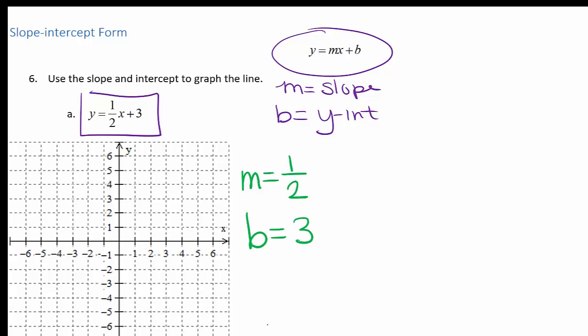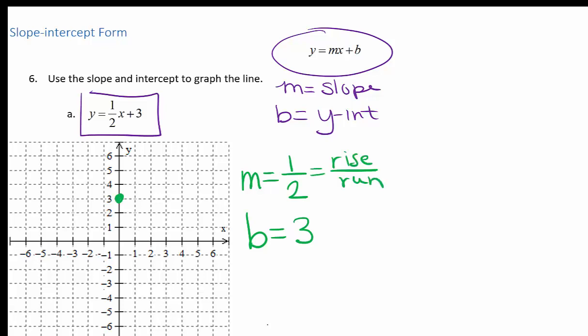So I can actually use this information to create a graph. I don't need to make a table of values. The y-intercept would be the place where the line crosses the y-axis. You can think of that as an initial value or a starting point. So the y-intercept is 3. That means this line starts on the y-axis at 3.